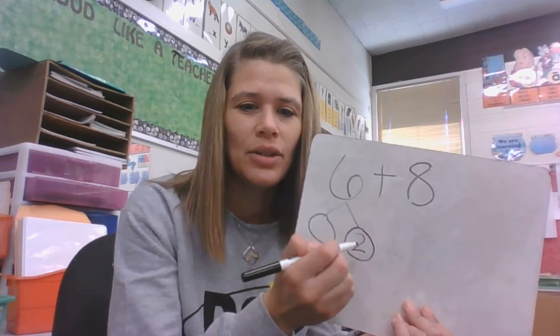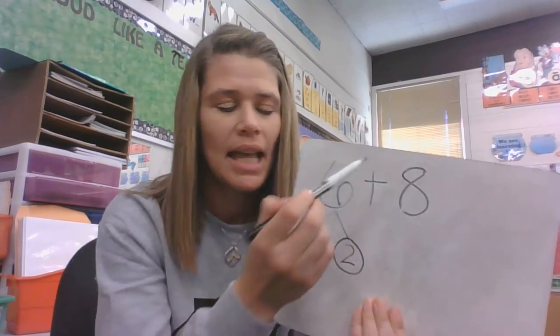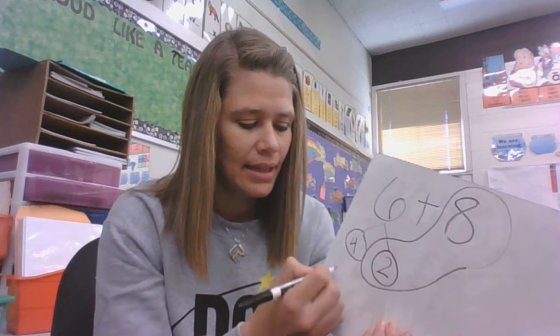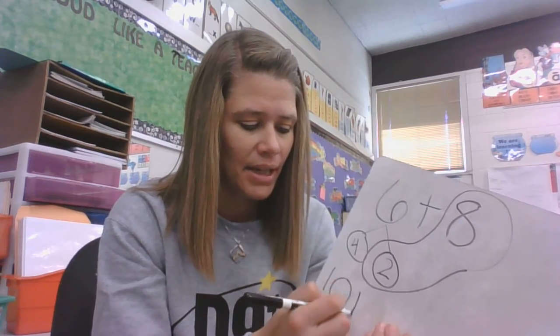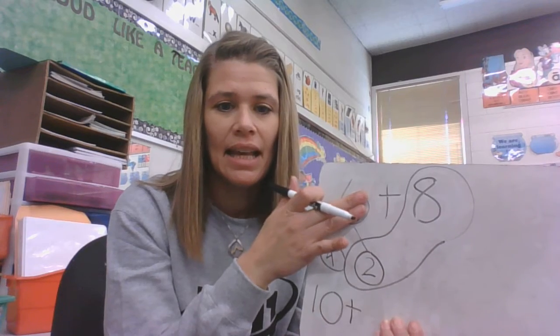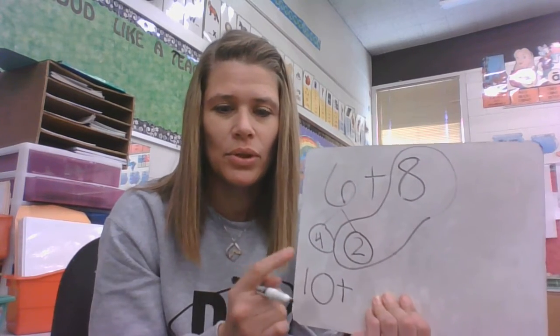And if I take 2 from my 6, what's left? 4. So 4 is going to go in my other number bond. Then I'm going to loop those 2 together. So 8 and 2 make 10. And I'm going to add on that 4, because remember, I'm not using that 6, because I broke my 6 into those 2 parts.